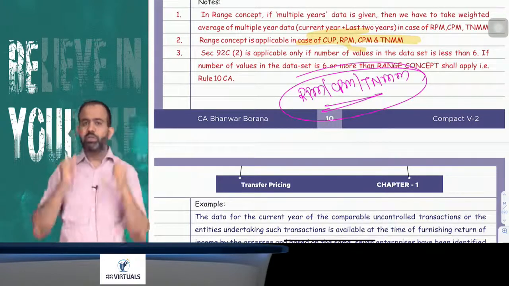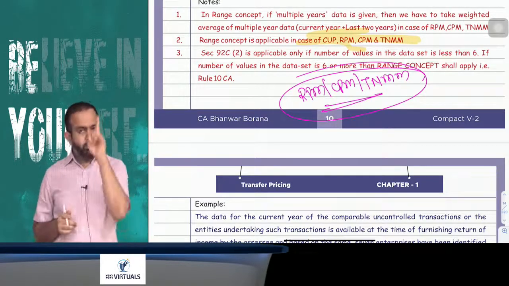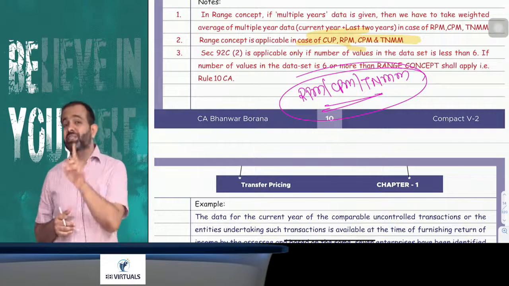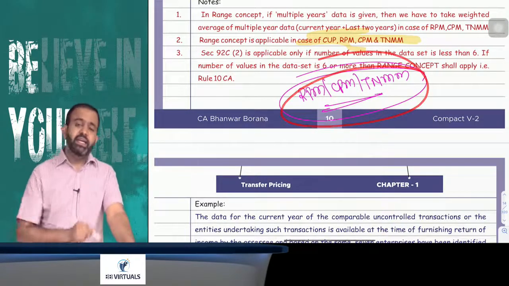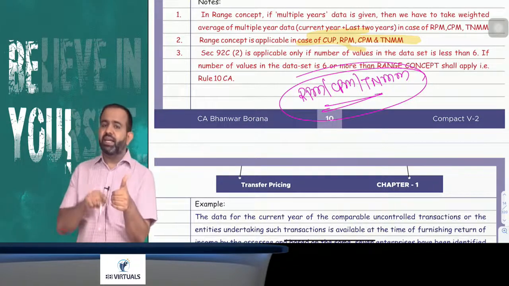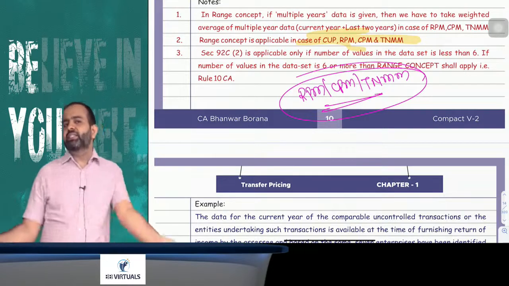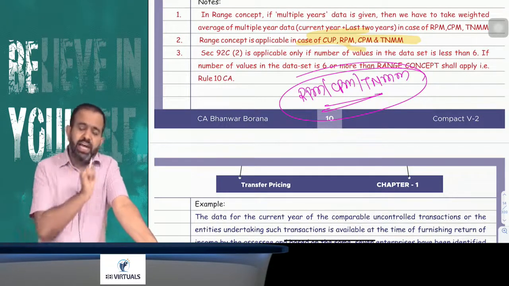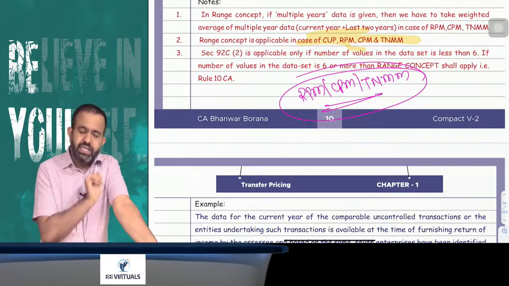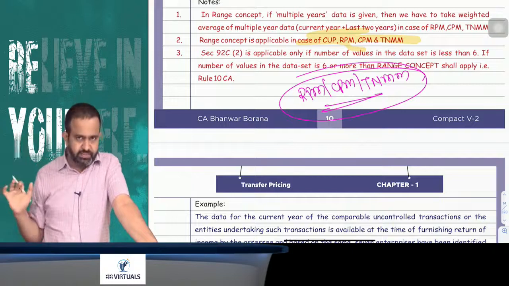What I am saying, all people just pay attention. In case of the resale price method, the cost plus method, and the transactional net margin method, if multiple year data is given, multiple year means current year and last 2 years data, that is total 3 years data, then you have to consider the weighted average. You have to take the weighted average arm length price, and after that you have to follow the range concept. You got my point or not?